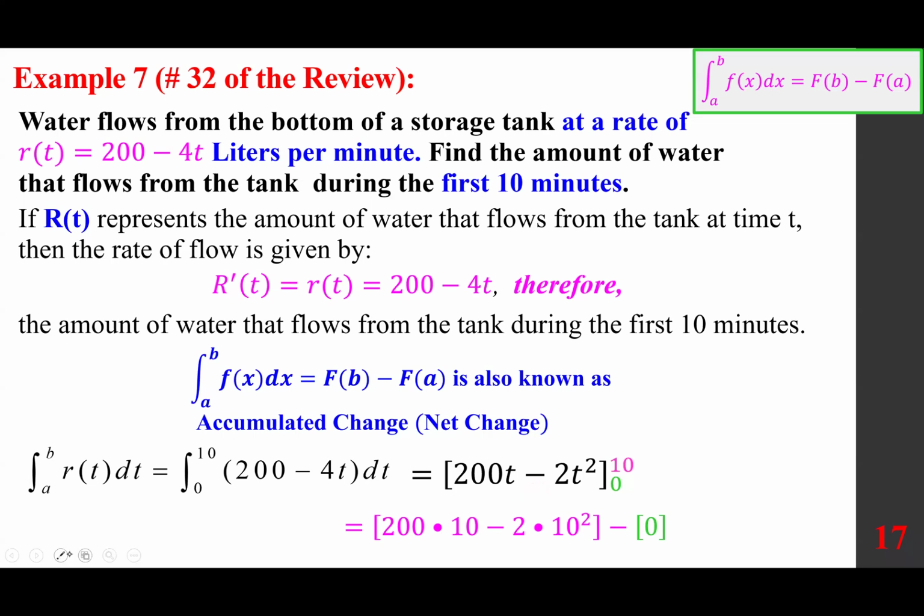And so you have 2000 minus 200, and it's 1800 liters because the rate, everybody, was liters per minute. In other words, dr dt, right? First 10 minutes. So this is 1800 liters, the amount of water.